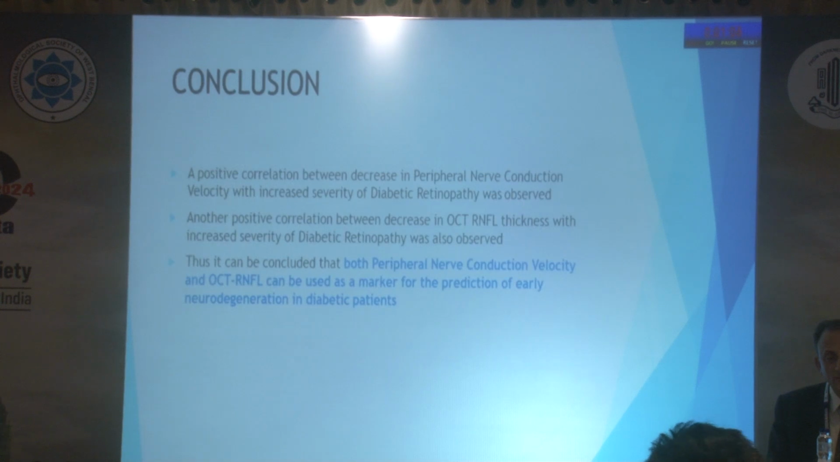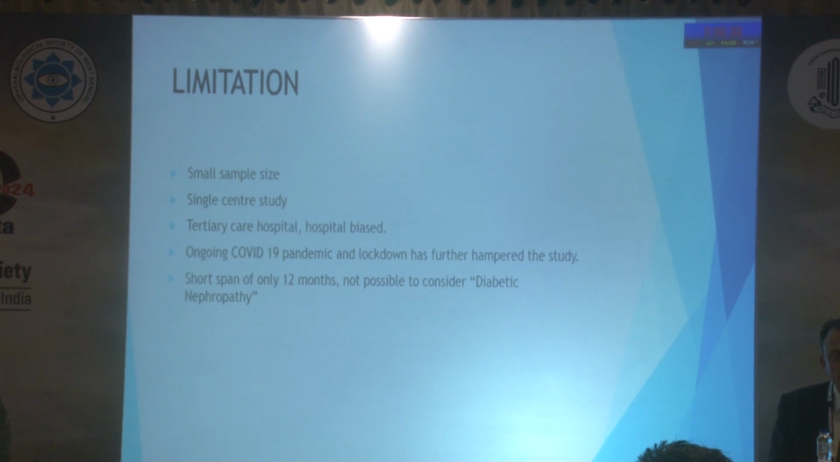So we can conclude that we have found a positive correlation between decrease in peripheral nerve conduction velocity and increased severity of diabetic retinopathy, and another positive correlation between decrease in OCT RNFL thickness and increased severity of diabetic retinopathy. So both the peripheral nerve conduction velocity and OCT RNFL can be used as a marker for prediction of early neurodegeneration in diabetic patients. And we have some limitations.